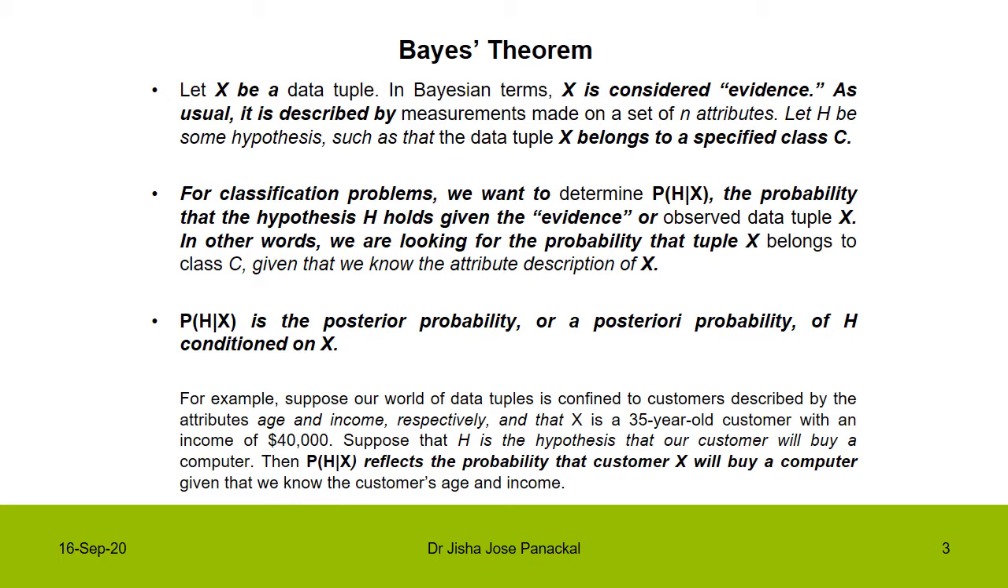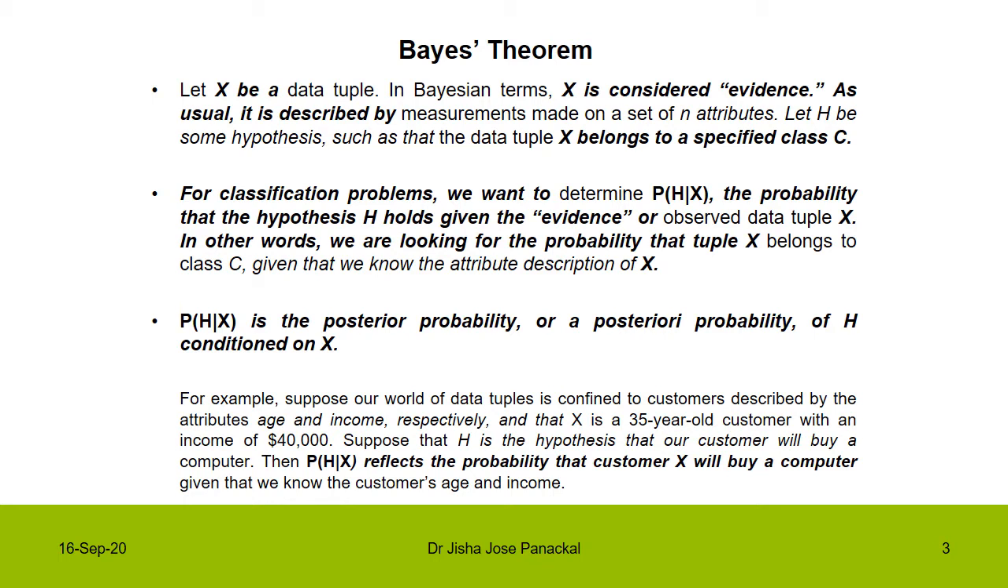Let's see what Bayes' theorem is. In Bayes' theorem, we have to find some probabilities, and we have a hypothesis that is represented as H. Let X be a data tuple. In Bayesian terms, X is considered evidence. As usual, it is described by measurements made on a set of n attributes. And let H be some hypothesis, such that the data tuple X belongs to a specified class C. That is an example of a hypothesis.